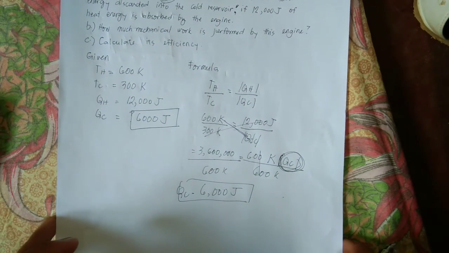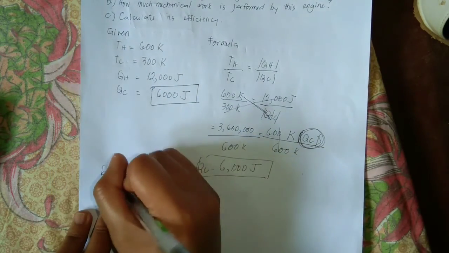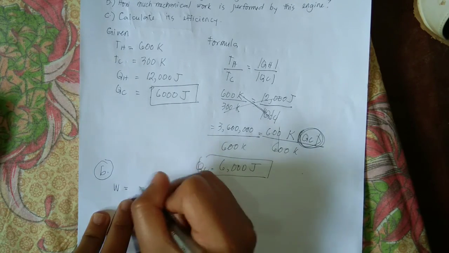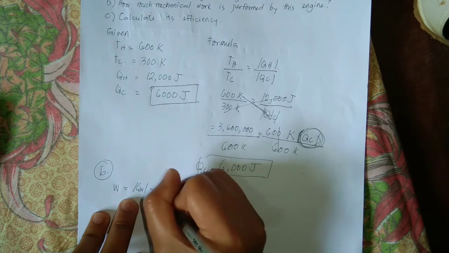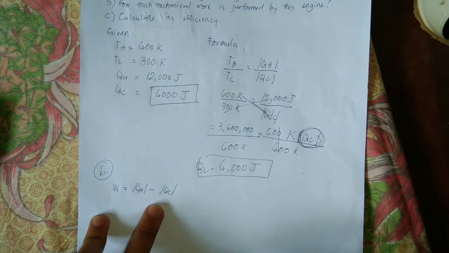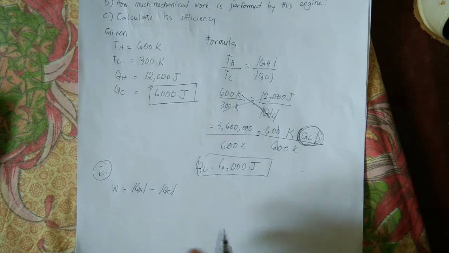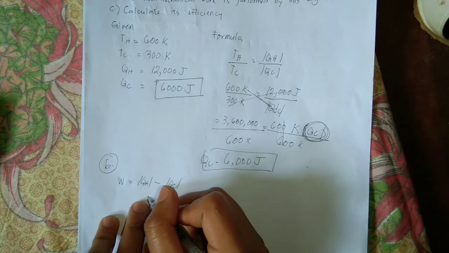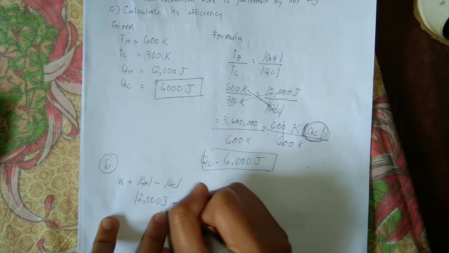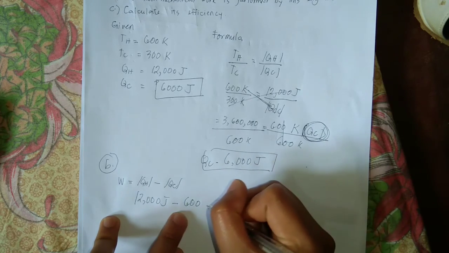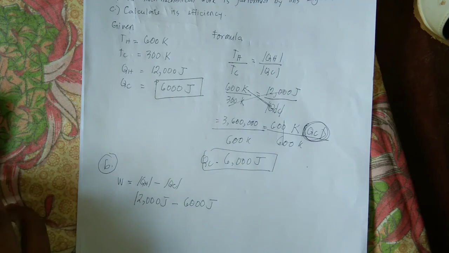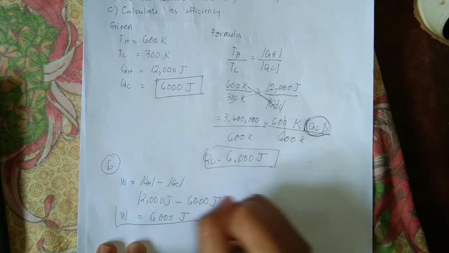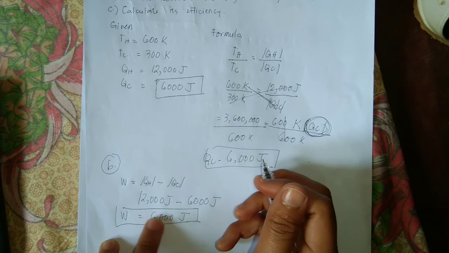In letter B, how much mechanical work is performed by this engine? Mechanical work is equal to the absolute value of QH minus the absolute value of QC. Since we have the given values, let us substitute everything. Our QH is 12,000 joules minus 6,000 joules, which will give us 6,000 joules. So this is the work done, performed by this engine.